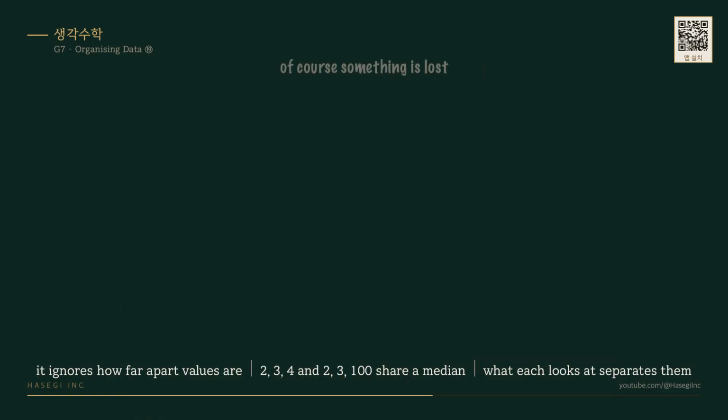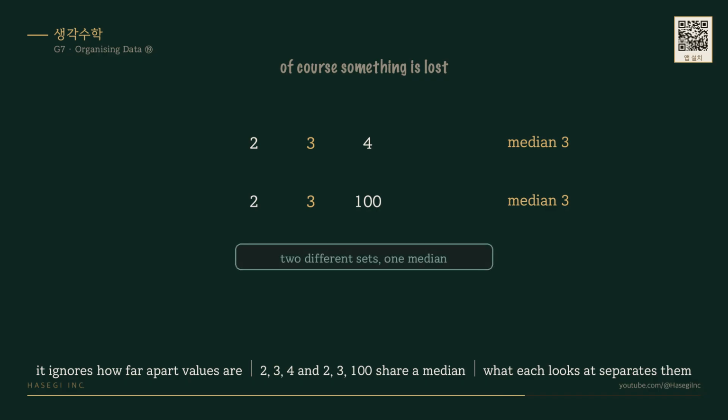There is a cost, of course. Reading only rank means ignoring entirely how far apart the values are. 2, 3, 4, and 2, 3, 100 have the same median of 3. The mean would treat those two sets as completely different. What each one looks at, and what it refuses to look at, is exactly what separates them.